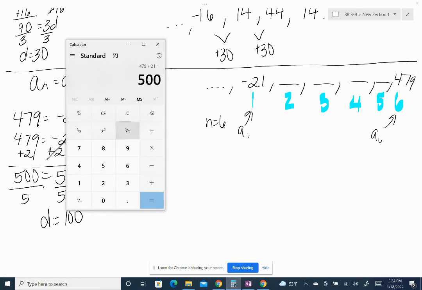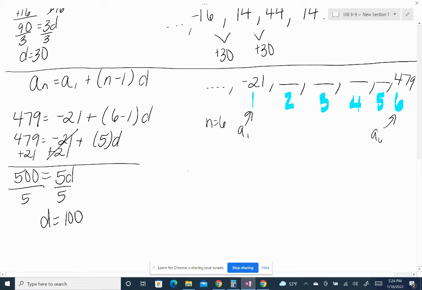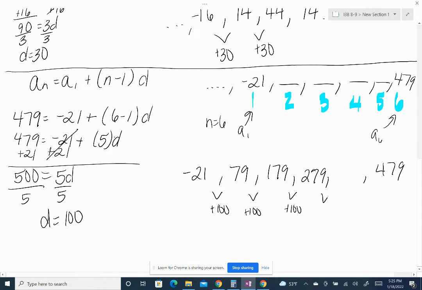So we have our negative 21. Add 100. And that gives me 79. So I know the next number is going to be 79. So let me rewrite it down here. 2, 3, 4. So add 100. Add 100. That's going to be 179. And then you could continue the pattern on your calculator.